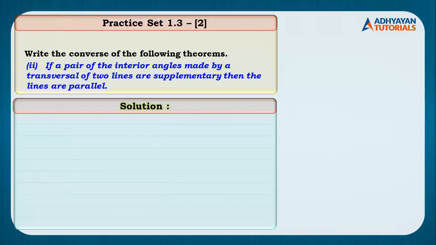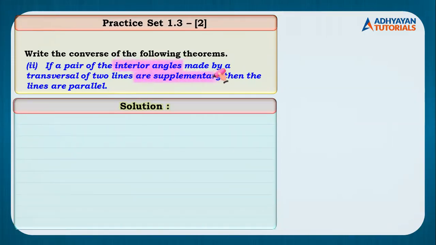If a pair of interior angles made by a transversal of two lines are supplementary, then the lines are parallel. Now, this becomes easier for us because there are those two magical words, if and then. I call if and then magical because whatever is between if and then is clearly the given, and whatever comes after then is to prove. So we just have to do the converse, reverse it, right?